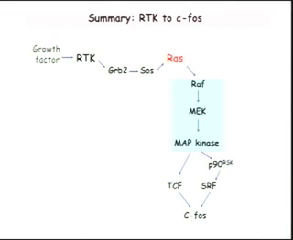Now, the other way to do it is to introduce constitutive active mutations, like constitutive active RAS. If we put it in, you don't need anything ahead, right? The pathway can still go through. So these are the tricks that we do in the lab.